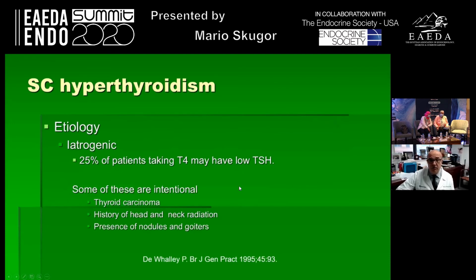So I would treat most of these patients, give them a trial of treatment and see if they respond. Now, subclinical hyperthyroidism on the opposite side, most of them actually are iatrogenic, because about 1/4 of patients taking T4 may have low TSH. The reason for this is that people frequently try to maximize their thyroid dose in an effort to lose weight, to feel better, to have better energy.